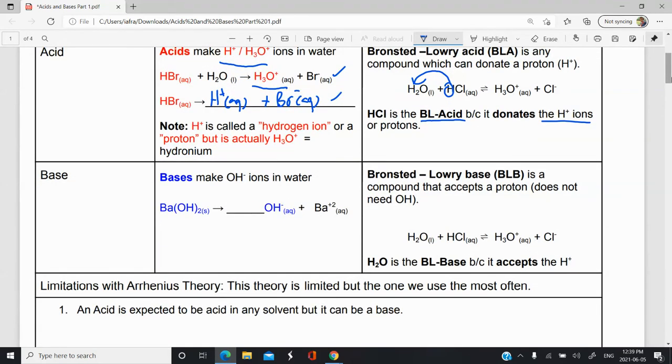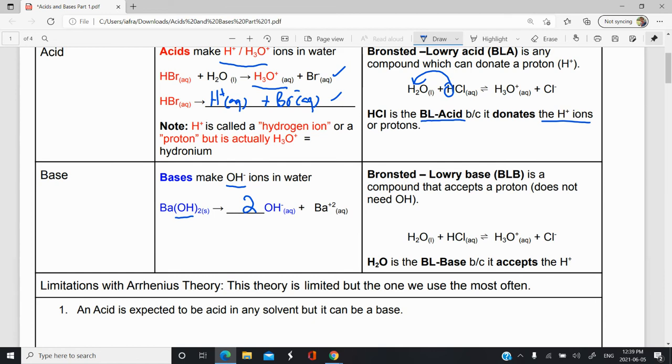Now, bases, according to Arrhenius, are things that make OH- ions in water. According to Arrhenius, you had to have an OH in your substance to be considered a base because that's all that could theoretically make OH- in water. So here we just see the solid base. You put it in water and it basically dissociates to form OH- and Ba+2. And then you'd balance it, of course, kind of like a dissociation equation you've seen for ionic compounds.